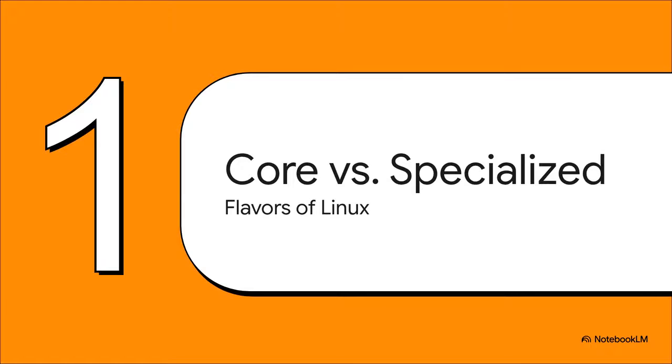Okay, so let's start with the most basic, foundational idea. Linux isn't just one single thing. It's really a family of operating systems. We call them distributions, or distros for short. And understanding the two main types is absolutely critical.